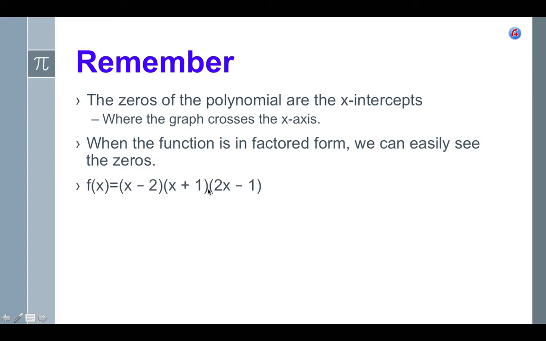If you were given a polynomial function like this, (x minus 2) times (x plus 1) times (2x minus 1), you might note that this will end up being a cubic function because it's going to end up being x times x times x, or 2x cubed. And what we can find is that the zeros are 2, -1, and 1/2.